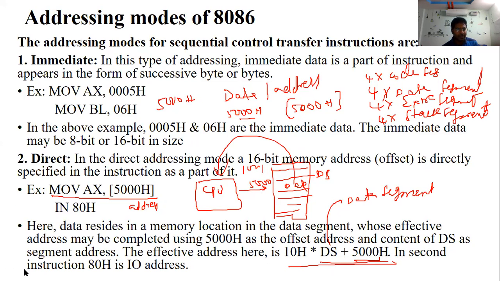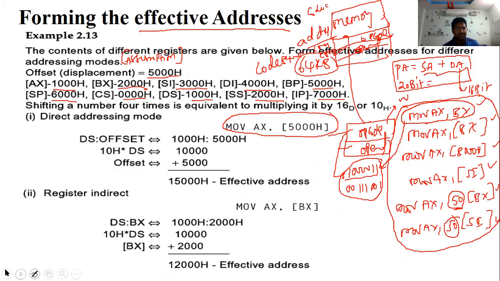Then how is it handled? See this example: MOV AX, [5000H]. This is the address location. CPU is connected to that address location. Then whatever data is present in that address location comes back to the AX register. So how is that address location calculated here?